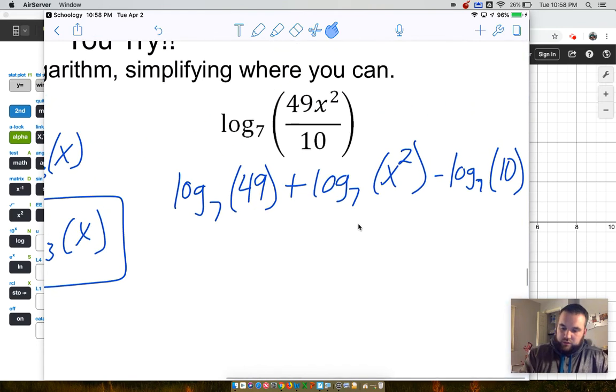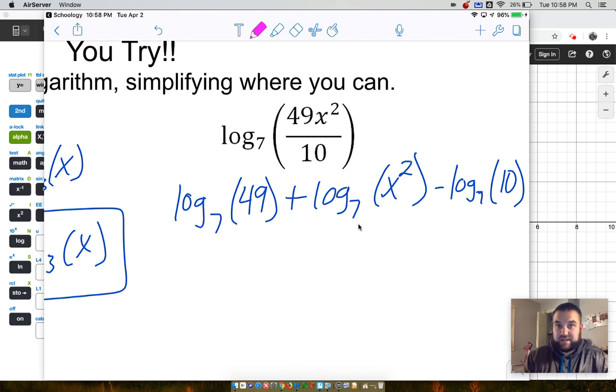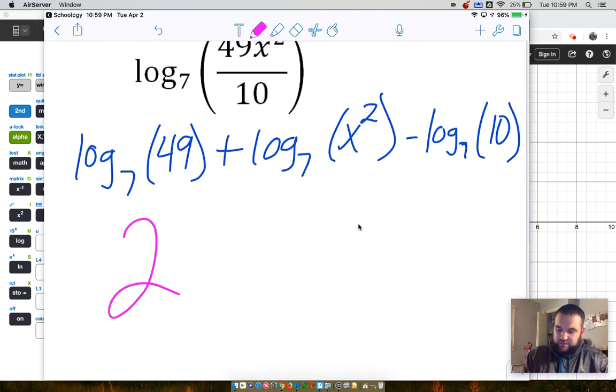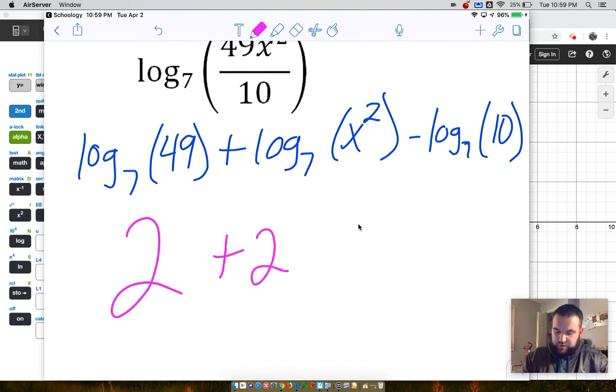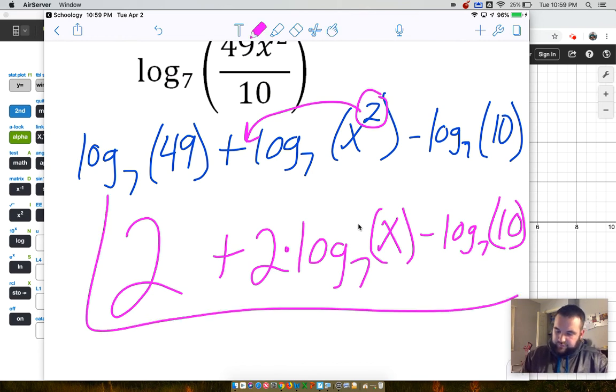Whew. So a couple things to do here. This log base 7 of 49, that thing is just equal to 2 because 7 squared is 49. Log base 7 of x squared, I can't simplify into just a simple number, but I am going to take that power and bring it out front. So this is 2 times log base 7 of x. And then 10 and 7 have nothing in common, so I'm just going to keep that alone. Okay. So here is our final expansion.